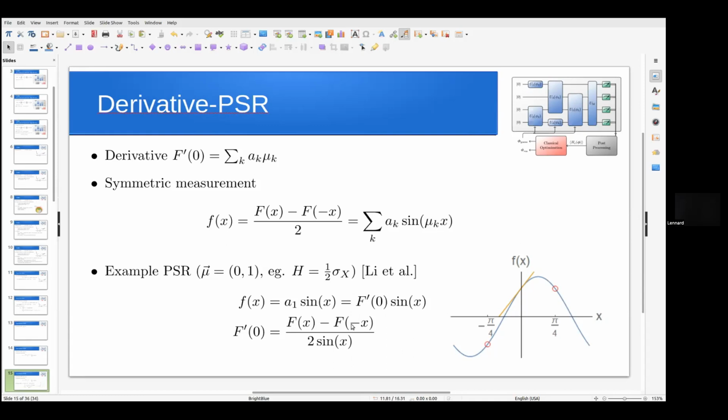And normally what you do is then choose x so that sine of x is as large as possible.